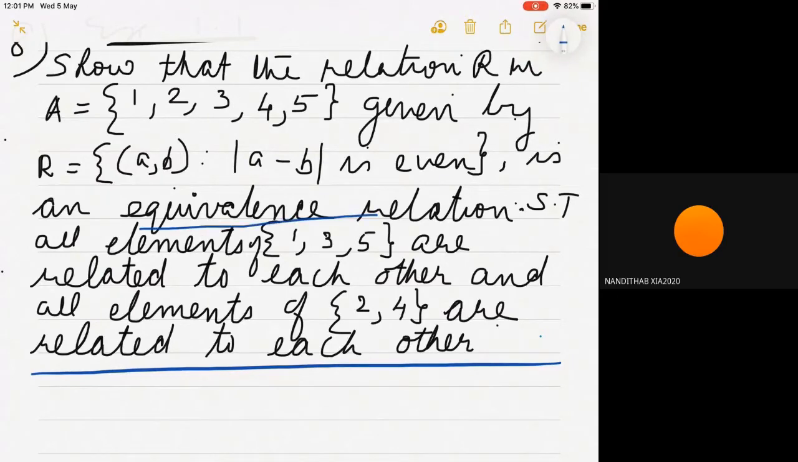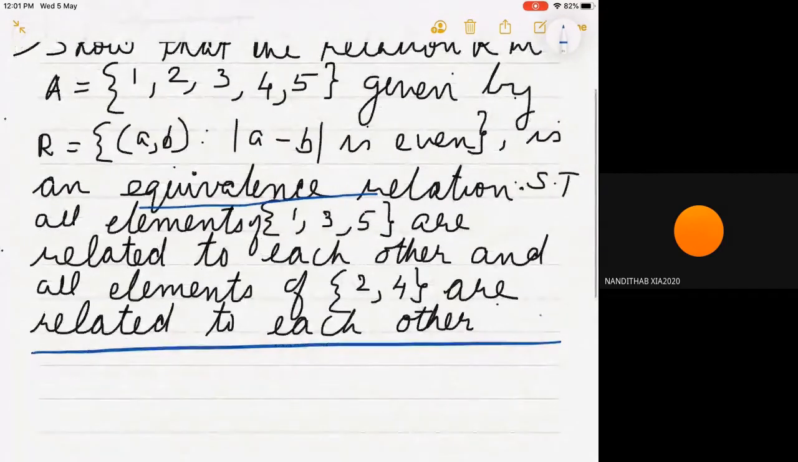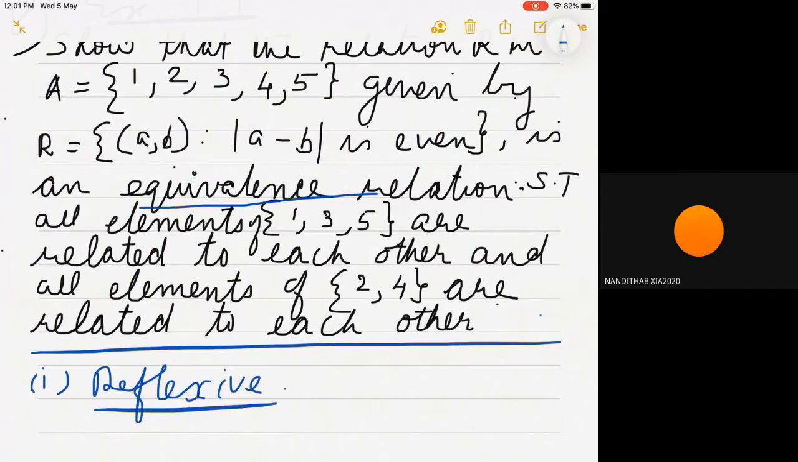What do you mean by an equivalence relation? A relation which is reflexive, symmetric, and transitive is known as an equivalence relation. That means you have to show that, first, R is reflexive. To show a reflexive relation, what do you need to show? You have to show that (a, a) is an element of R for every a in the mother set.